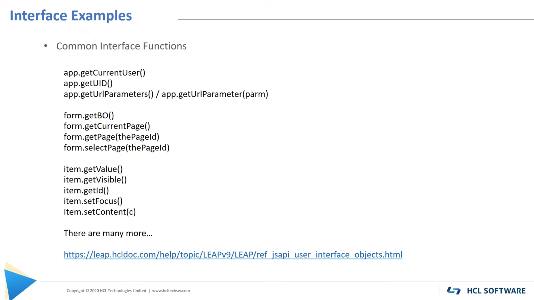Form get BO gets you the business object for that form. So if your app had multiple forms, you might want to say app.getForm that gets me, say, form 2, and then I get the business object for that, and then I can interact with it. Get page, select page, get visible, set focus, get focus, all that sort of thing here. These are functions that you can use that interact with the UI components of your form.